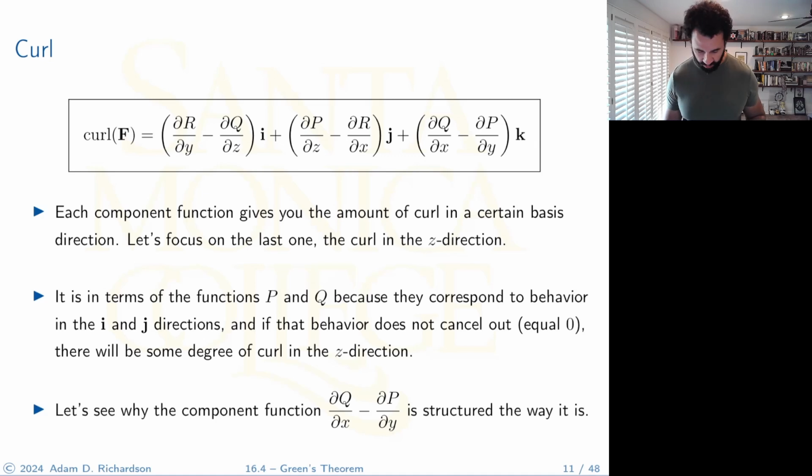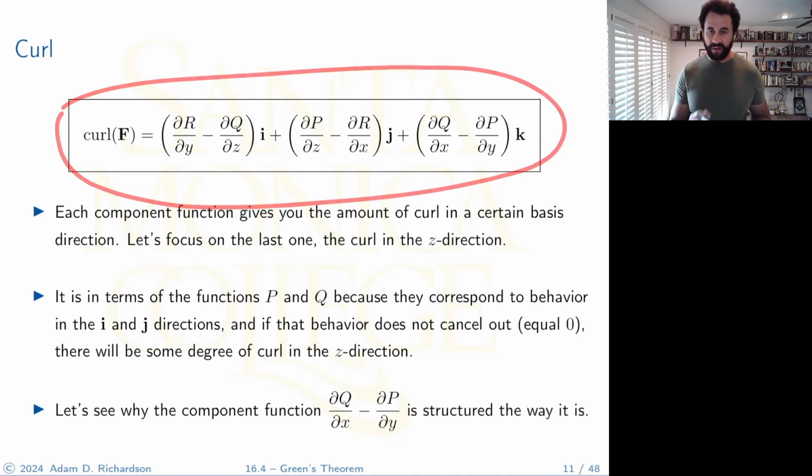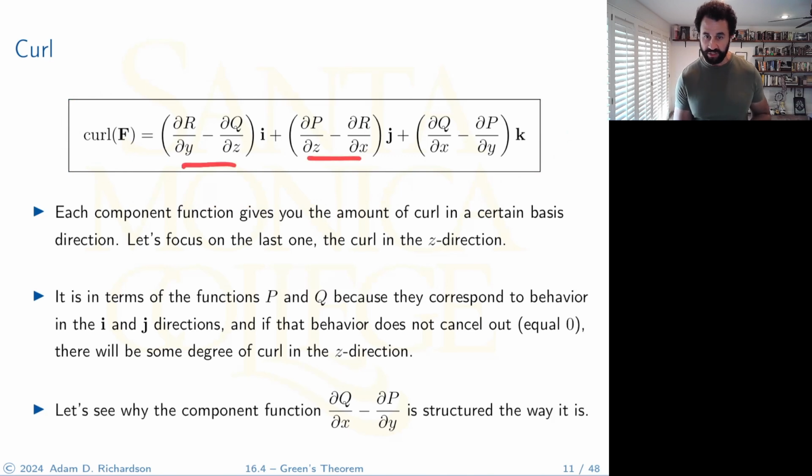All right. So where was I? Oh, yeah. So look back at this formula for a minute here. What each one of these component functions is doing is giving you the amount of curl in a certain basis direction. We're going to focus on the last one for now. Hopefully that's the one that looks familiar from the previous lecture, right?